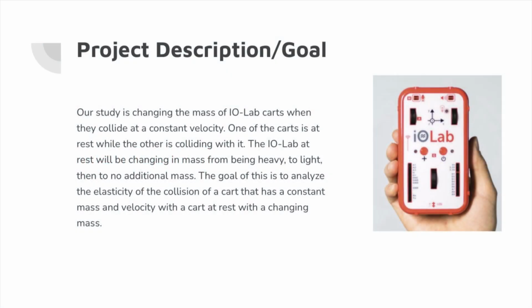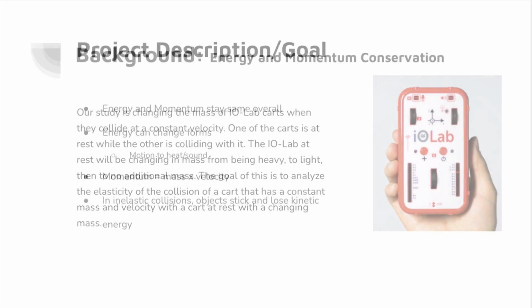So in this project, we tested how changing the mass of one IOLab cart affects the collision when it's hit by another cart moving at a constant speed. One cart stayed still while the other collided with it each time. We changed the mass of the resting cart from heavy to light to no extra weight, and the main goal was to see how mass affects the elasticity of the collision.